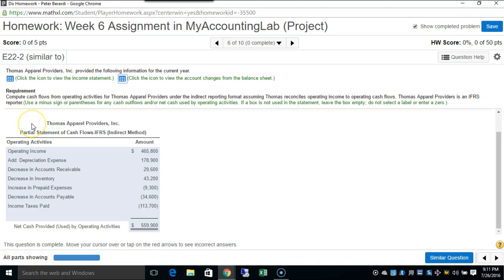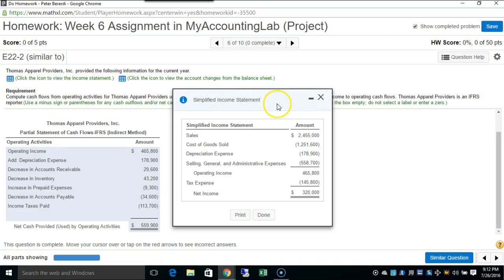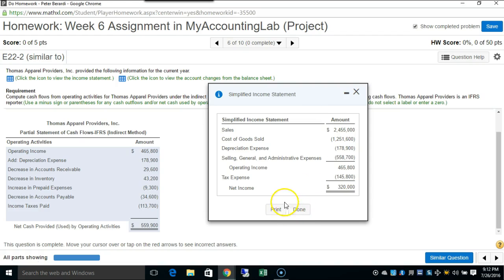So the requirement is to compute cash flows from operating activities under the indirect method format. And this is an IFRS approach. So step 1 is your operating income, and you're going to get that right from your income statement. Right here, $464,800.